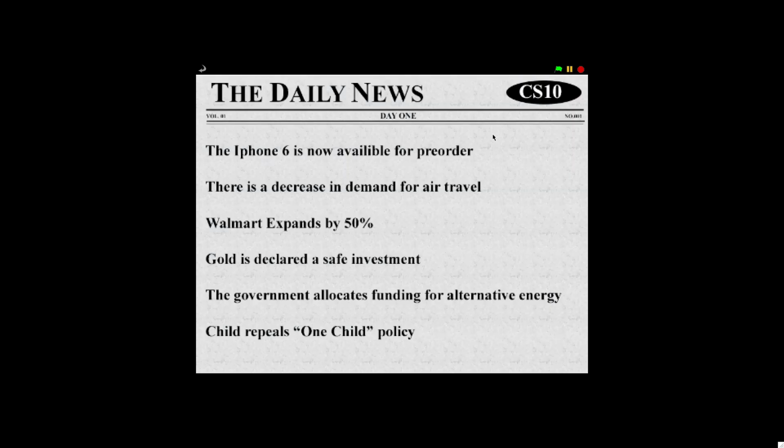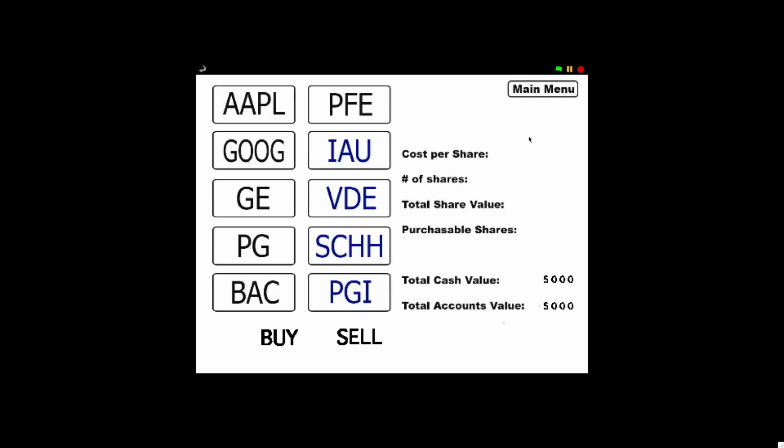On the first day, it gives you the day one news. The news is something you'll utilize to decide which stocks will be good to buy and which ones you should sell on that day. The whole purpose of this game is to make more money than you lose. You start off with $5,000, and we are going to invest in, let's start with Apple. It gives you the cost per share, the number of shares you have, the total share value, purchasable shares, how many you can buy with your total cash value, and then also the total accounts value. We want the total accounts value to be higher than $5,000 always.